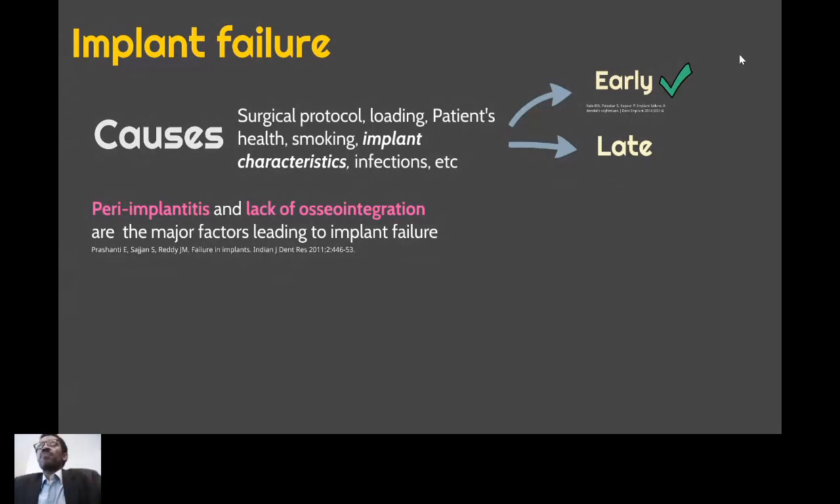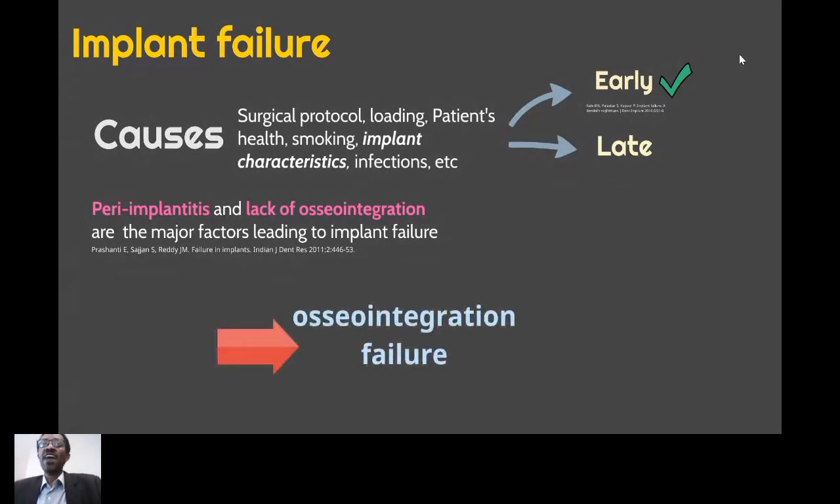Other reasons might be fractures in the prosthesis, fractures of the screws inside, or fractures of the implant, which is very rare. But mainly, most failures have an osseointegration loss factor. So basically, osseointegration failure.